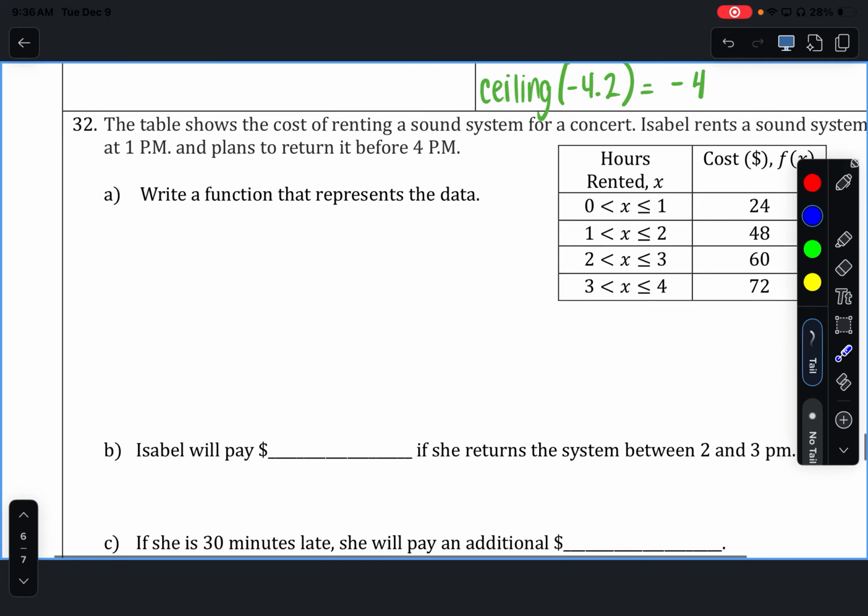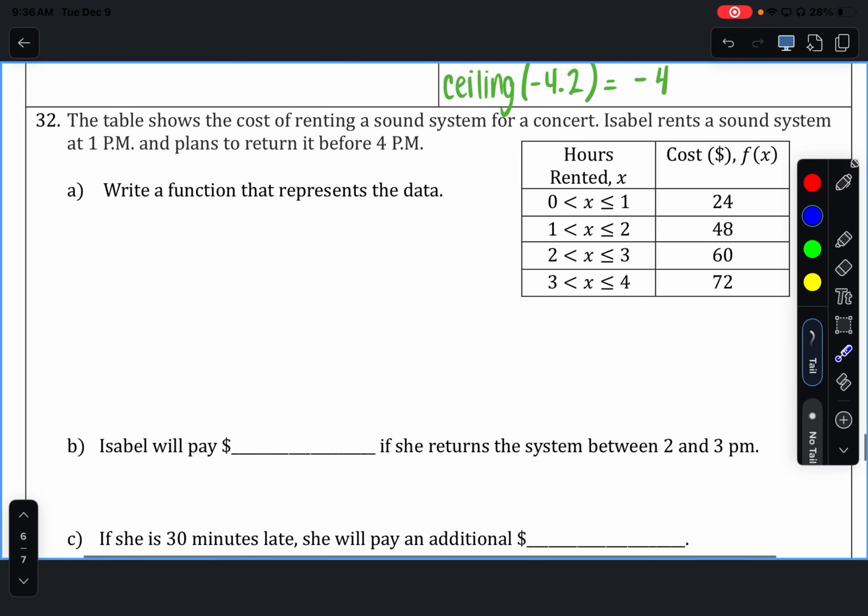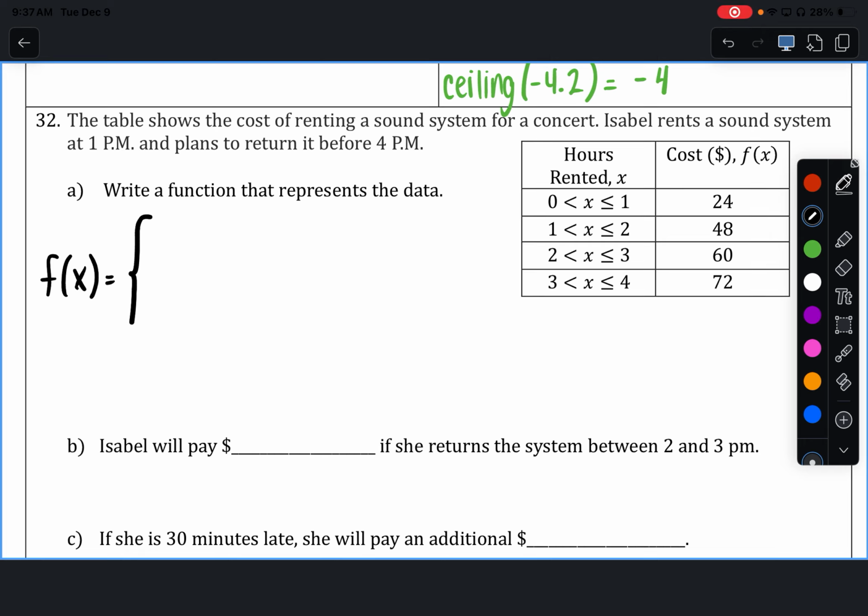Okay, for 32, we have the table that shows the cost of renting a sound system for a concert. Isabella rents a sound system at 1 p.m. and she plans to return it before 4. So we're going to write our function. So f of x is equal to, all you have to do to write the function is take the things over here and put them in the table, right?